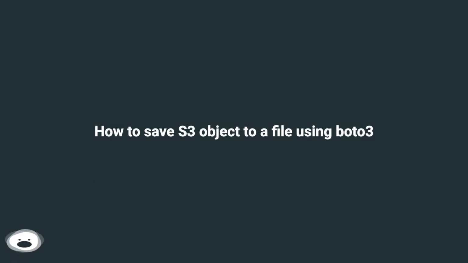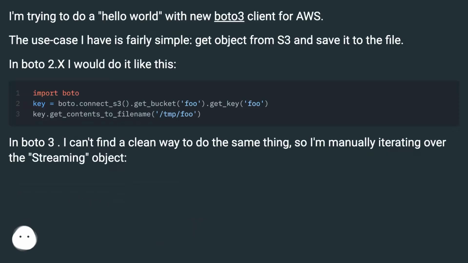How to save S3 object to a file using boto3. I'm trying to do a hello world with new boto3 client for AWS. The use case I have is fairly simple. Get object from S3 and save it to the file. In boto2, I would do it like this.